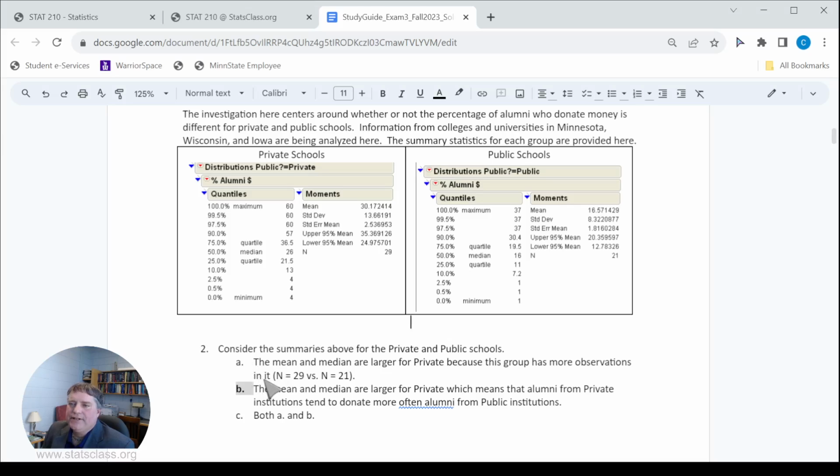Multiple choice here. Consider these summaries. The mean and median are larger because they have more observations. That's false. The number of observations does not affect my summary measures. The mean and median are larger for private, which means that they're giving more money on average. So that is the answer there, B. So 2B.